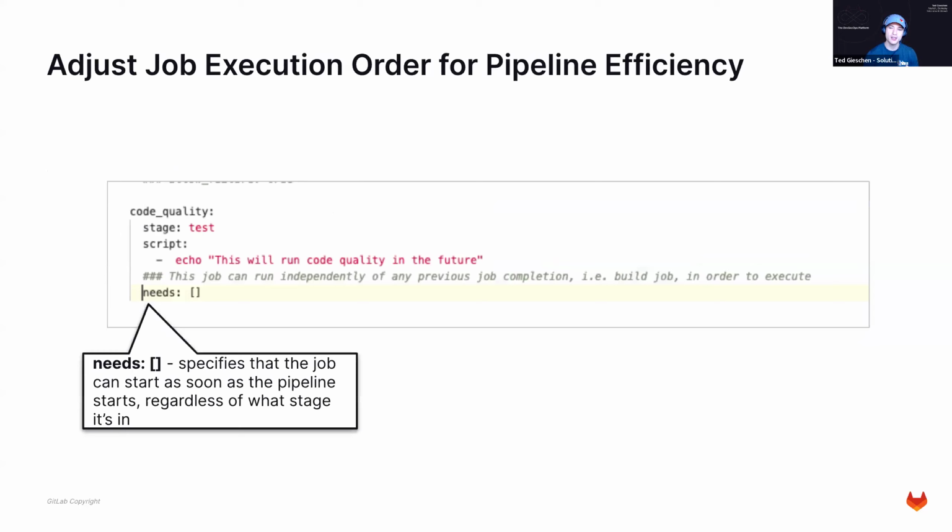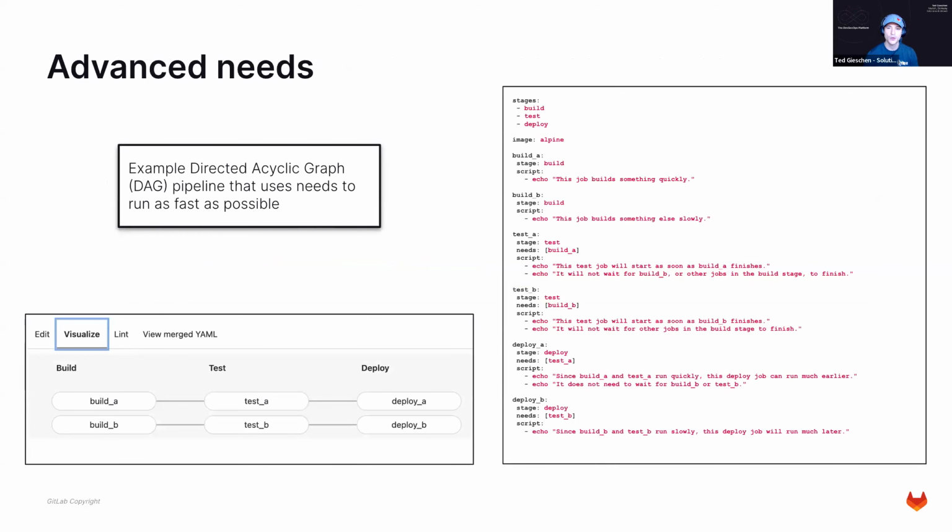Well, we can leverage the needs keyword to do this. Needs allows us to specify which specific jobs we need to run beforehand in order to run this specific job. This is independent of the stage that it's actually in. Now, if we leave it empty, that just means that the job doesn't require any prior jobs, and we can just kick it off right away. We can leverage the needs keyword to build highly custom optimized pipelines specific to our needs.